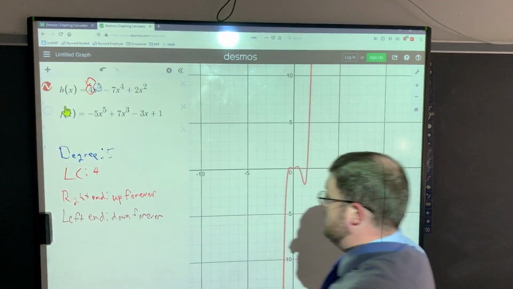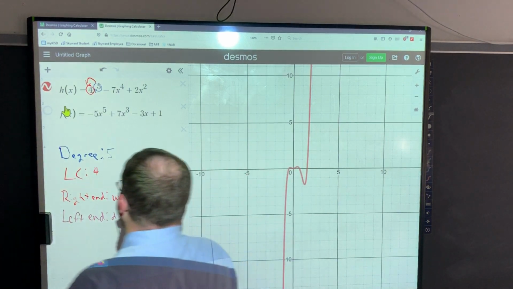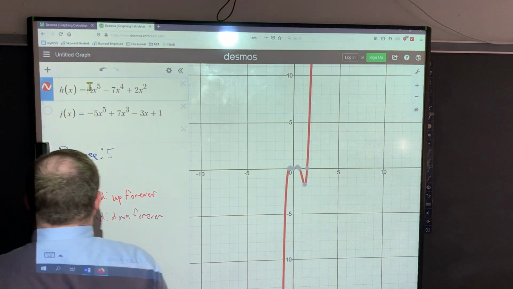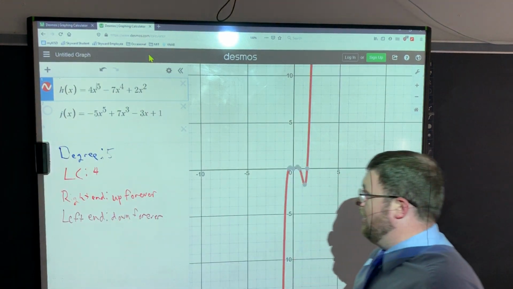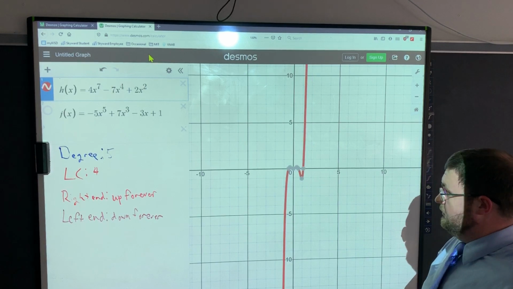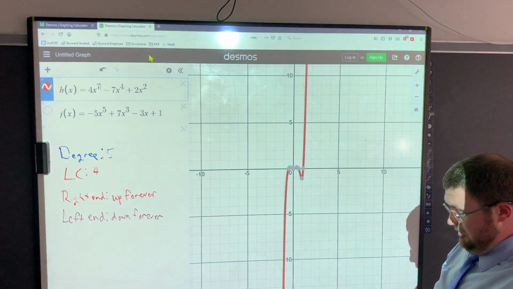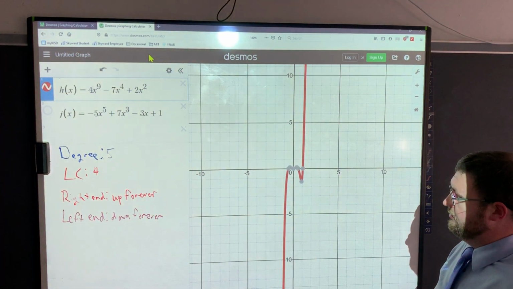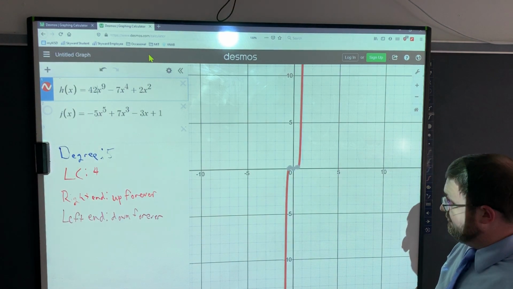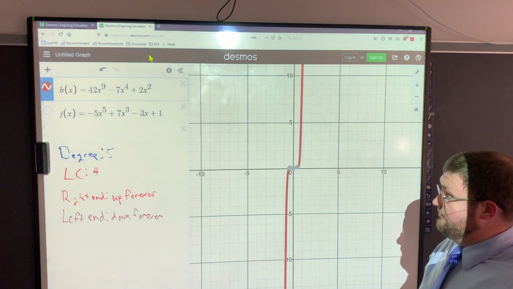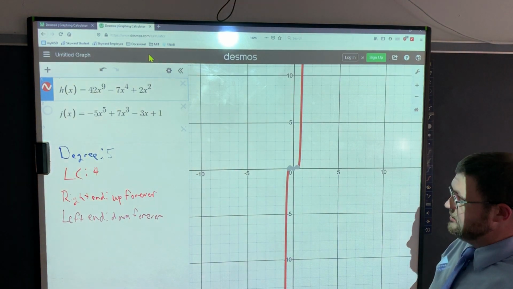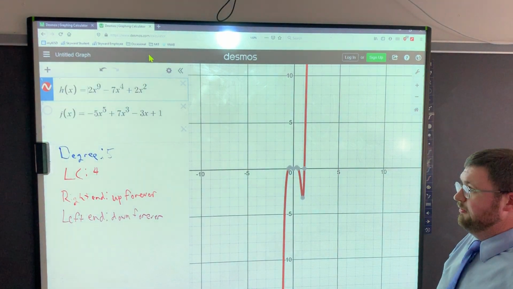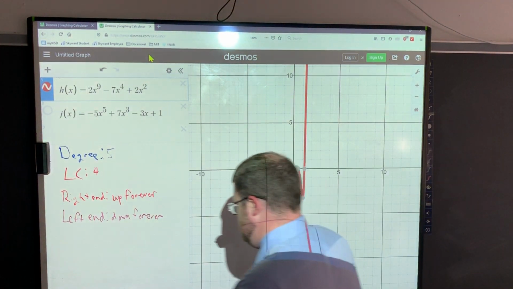I can change this function, and as long as I don't change the fact that the leading coefficient is positive and the fact that the degree is odd, then my graph's end behavior will not change. I can change that to a 7. The degree is still odd, so the end behavior is the same. I can change that exponent to a 9. The degree is still odd, so the end behavior is still the same. I can change that 4 to a 42. The leading coefficient is still positive, so the end behavior is still the same. I can change that 42 to a 2. The leading coefficient is still positive, and the degree is still an odd number, so the end behavior is still the same.